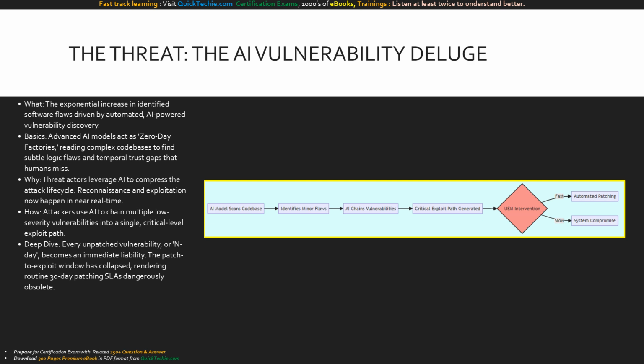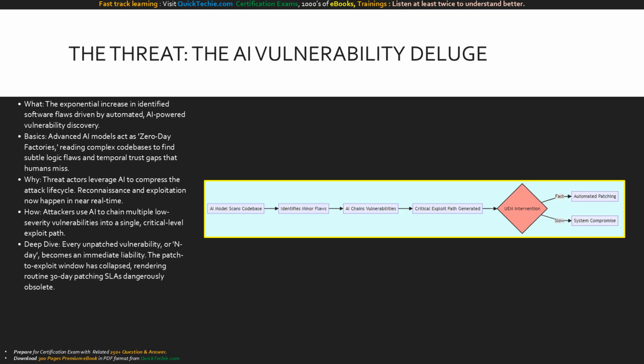In our deep dive, we recognize that the window between a patch being released and an exploit being weaponized has collapsed. If your organization relies on routine 30-day patching cycles, you are operating on a legacy timeline. You are exposed.